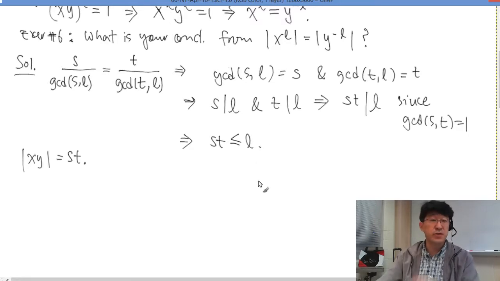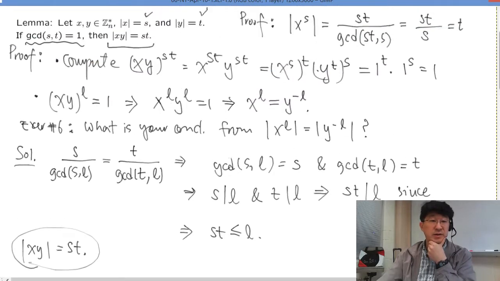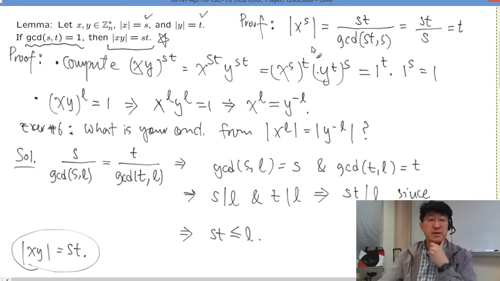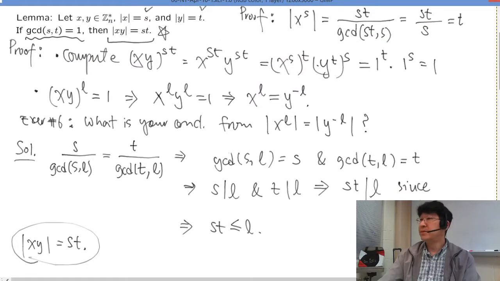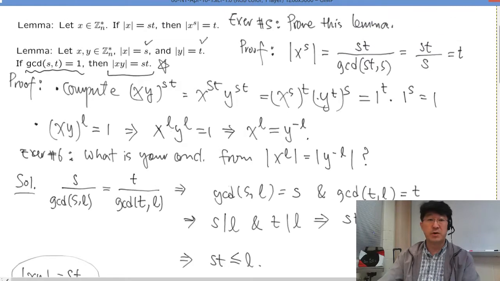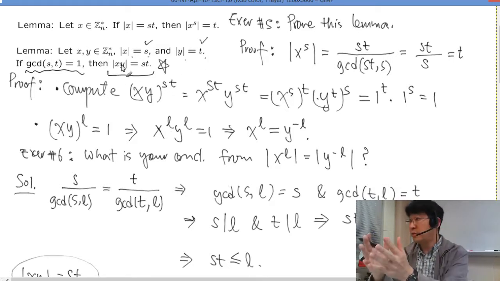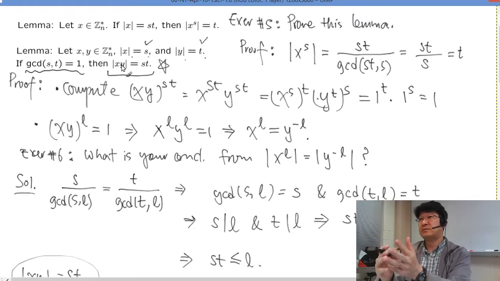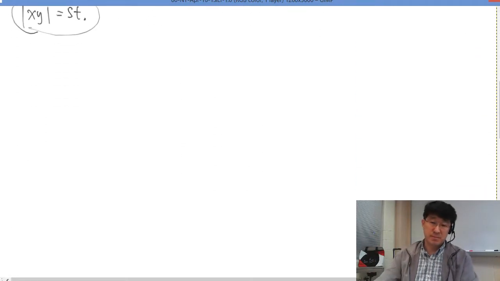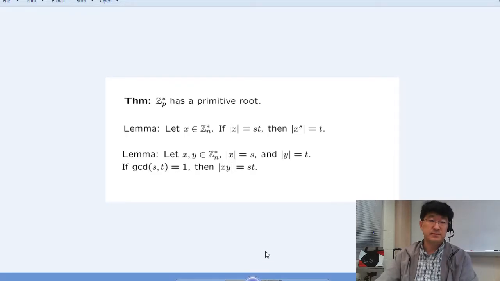So that's the answer to exercise 6, but we actually proved that from there, the order of this one is S times T. Fair enough? Okay. Now, if you're looking at elements with order S and elements of order T, if they're relatively prime to each other, if they multiply each other, the order multiplies as well. That's the conclusion we have. That's that statement.